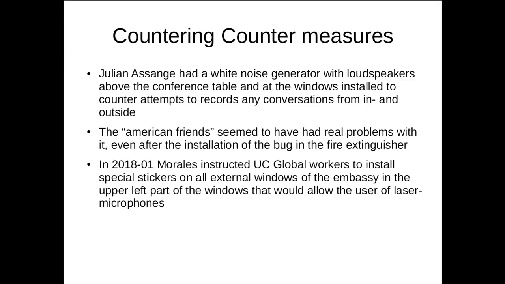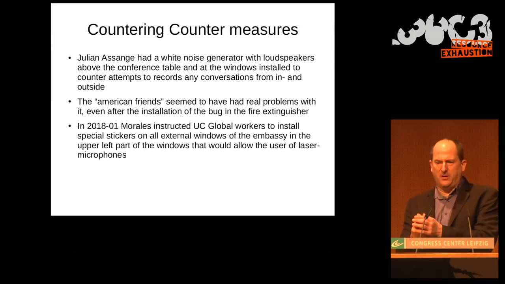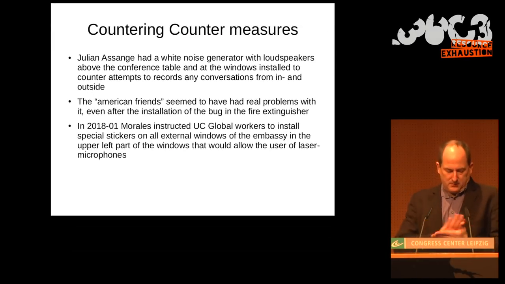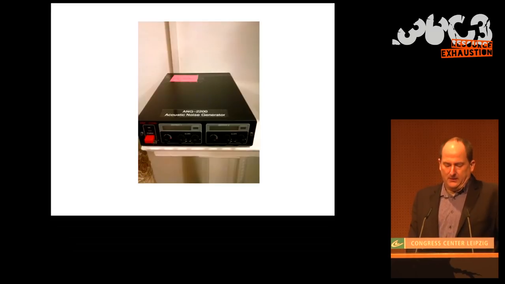However, the American friends had issues with it, and they had already started to bug the embassy from the outside with laser reflecting microphones, meaning the vibrations on the glass of the windows would be used. But as his white noise generator had a loudspeaker directly at the window, they needed to deal with that, and they instructed to install special stickers. The Ecuadorians have allowed us to take one of these stickers. They have a kind of foam on one side and a reflecting blank side that allowed them to do it anyhow.